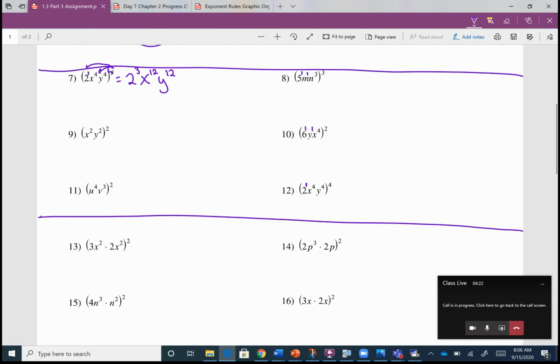Now, we also talked yesterday, we got the calculators back out. It had been a while since we used the calculators for exponents. 2 to the 3rd, we simplified that to be 8. And then we just have x to the 12th, y to the 12th.